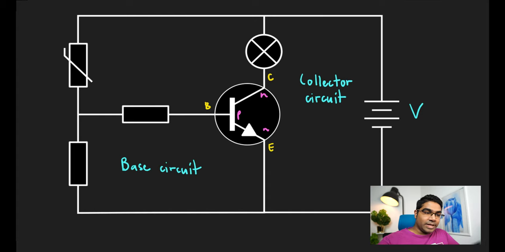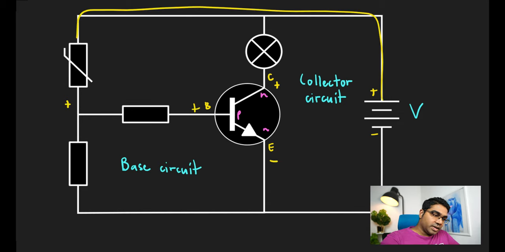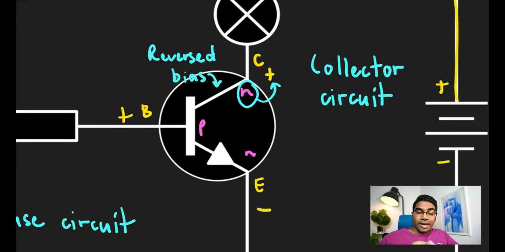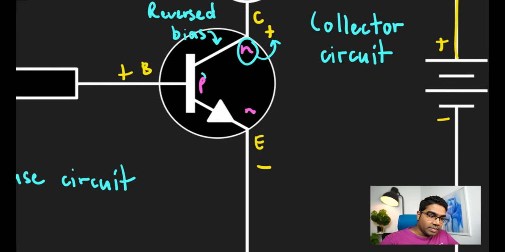If we look at the collector circuit, this is the positive and this is the negative terminal. The collector is connected to the positive terminal. The emitter is connected to the negative terminal. If we look at the base circuit, the base is connected to the positive terminal because the power is going to come from here. So this is the positive terminal. And therefore, if the N-type semiconductor is connected to the positive terminal, this is a reverse bias connection. Whereas, if we look at the base-emitter junction, in this case, the P-type semiconductor is connected to the positive terminal and the N-type semiconductor is connected to the negative terminal. And therefore, this is a forward bias arrangement.